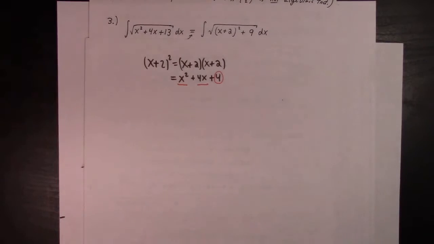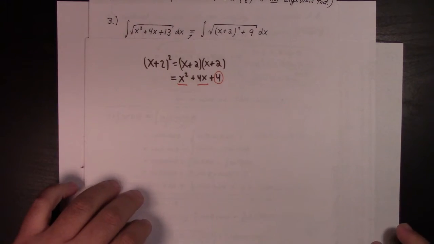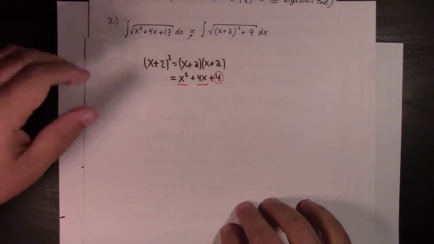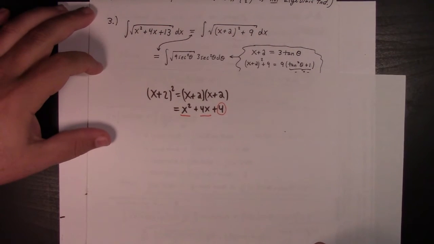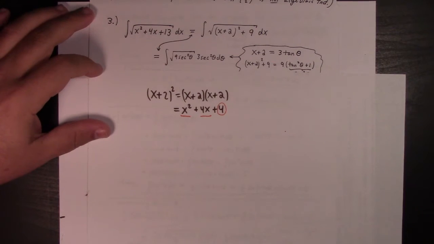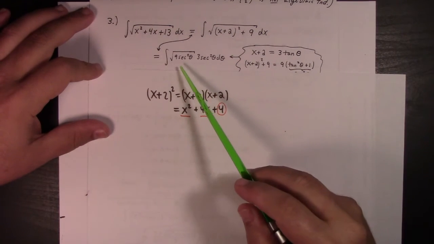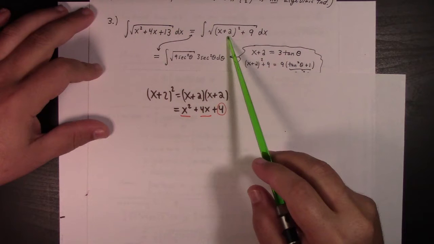Now you may have been taught some sort of algorithmic process for completing the square, but I would encourage you to think through it for yourself. All right, so the square root of, let's see here, we got x plus 2 squared plus 9.